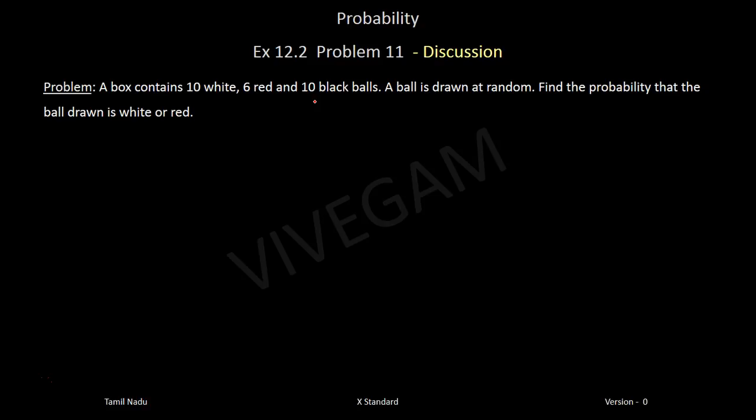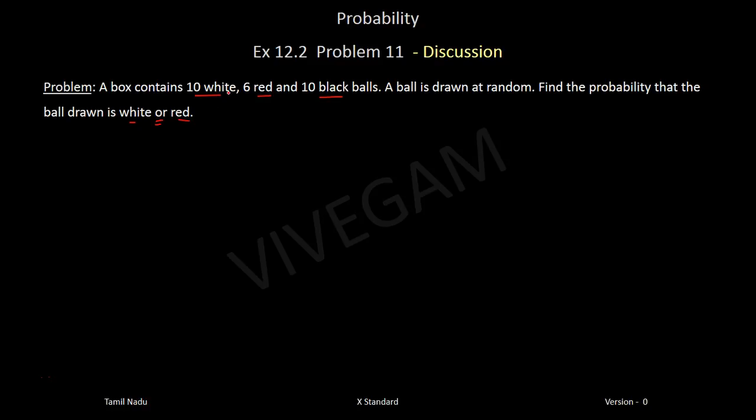It's a very important point here that this is a particular case where the events are mutually exclusive. I'll explain that a little later. The box contains 10 white, 6 red and 10 black, so totally 10 plus 6 plus 10, that is 26 balls. A ball is drawn at random. They are asked to find white or red. Or is very important, which means you have to use the addition theorem of probability. I'll explain when it comes.